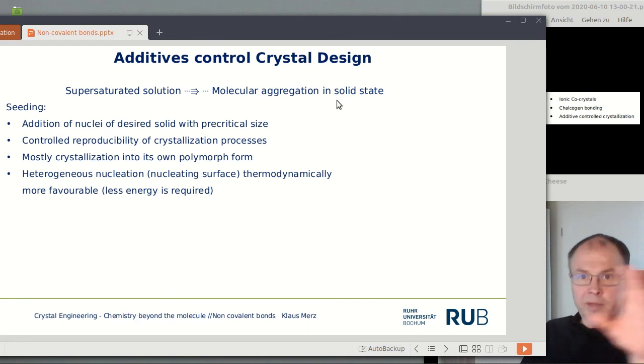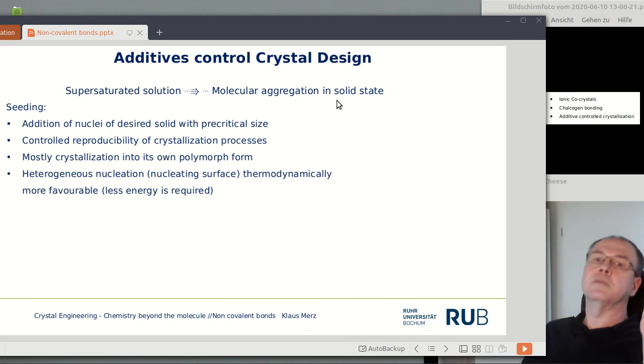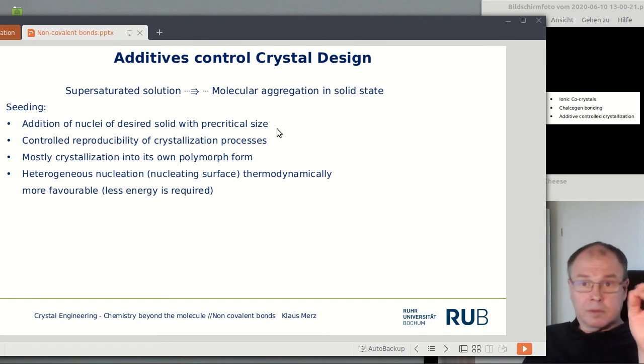We talk about that we can tune the crystallization process by adding seeds in the metastable zone. Yeah. Addition of nuclei of desired solid with pre-critical size. And this is important to reproduce the quality of a batch. Yes.